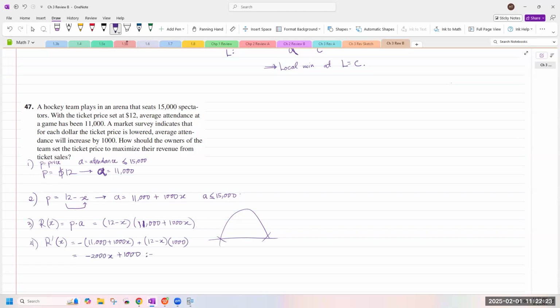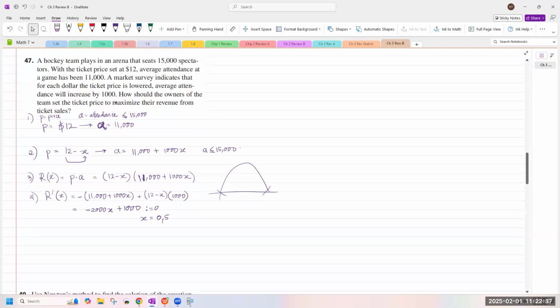If I set this equal to 0, I get x equals 1/2, 0.5. Is it right? So what is the ticket price? Maximum, and we can see the second derivative also, but you see the second derivative is negative for any x, which means the graph is concave down, so that's a local maximum when x equals 0.5.